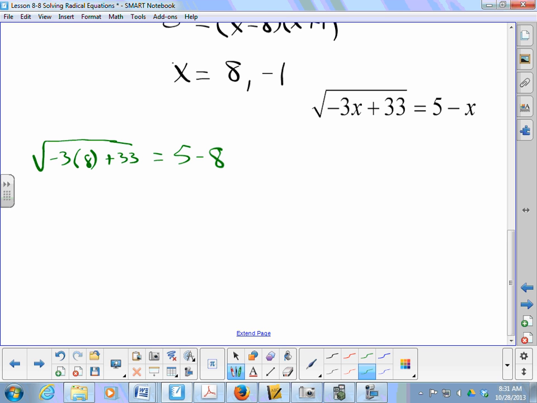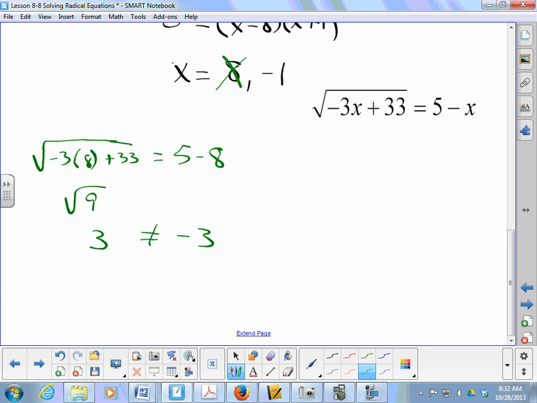So when I simplify this, we get negative 24 plus 33 is the square root of 9, which is positive 3, but that is not equal to negative 3. So 8 is extraneous. Okay? The solution that we get does not work. So 8 does not work.